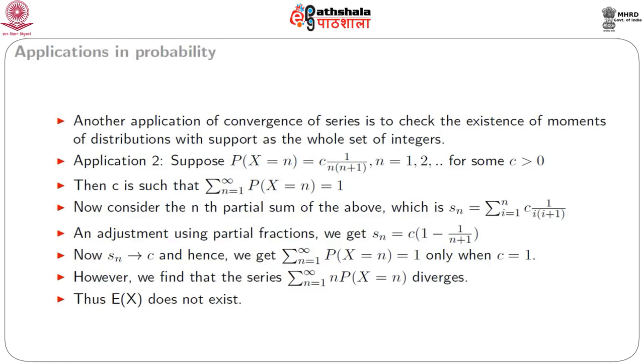However, we find that the series summation n from 1 to infinity n multiplied by probability X equal to n diverges, because in that case we get the series summation 1 by n plus 1, which is a divergent series, and hence expected value of X does not exist.